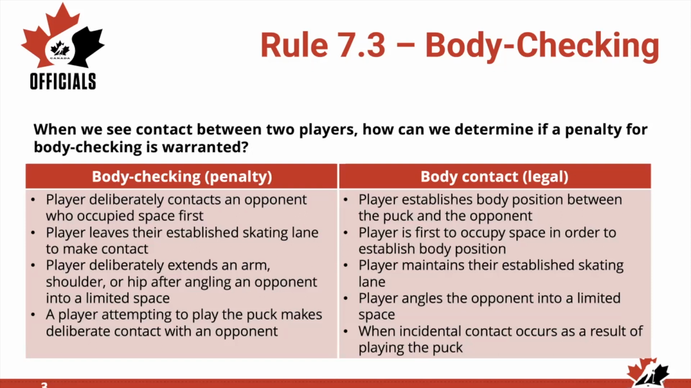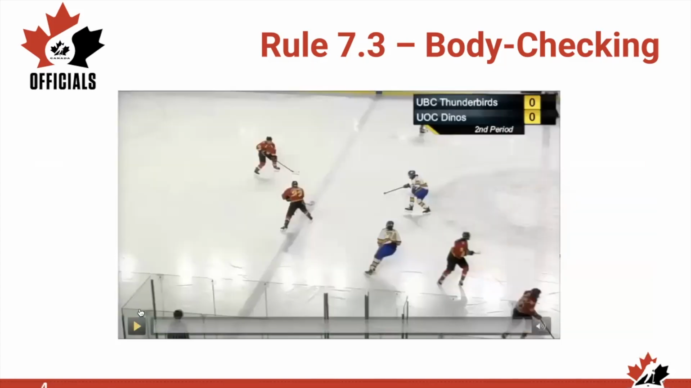For body contact, this occurs when a player establishes body position between the puck and the opponent. A player is first to occupy space in order to establish a body position. The player maintains their established skating lane. The player angles the opponent into a limited space, and incidental contact occurs as a result of playing the puck. So let's take a look at a couple of examples.